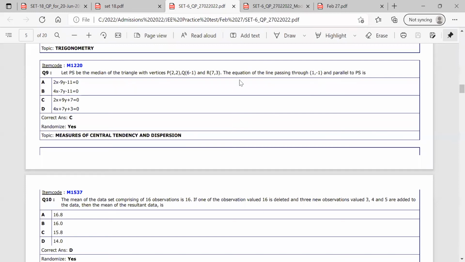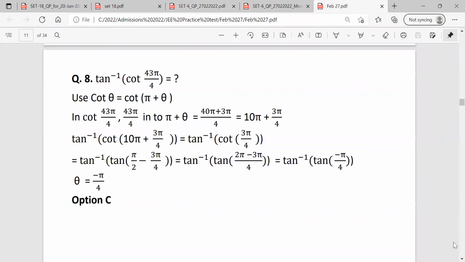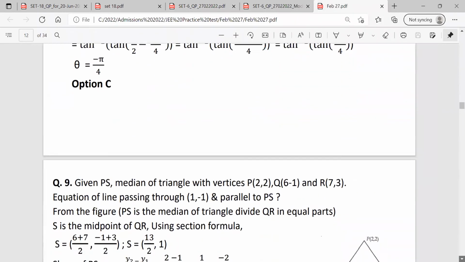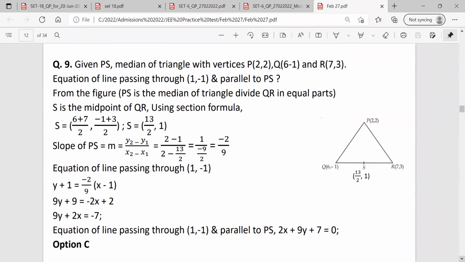The question is asking us to find the equation of a line which passes through a particular point, and the other condition is the median that is already mentioned. So let's see how we can solve this question. Here I have a triangle PQR. We have the coordinates: P is (2, 2), Q is (6, minus 1) and R is (7, 3).